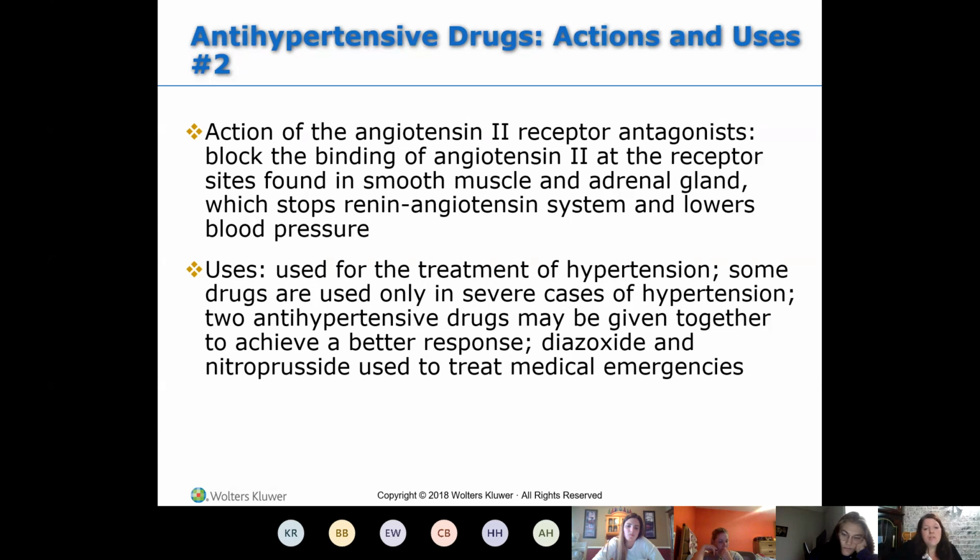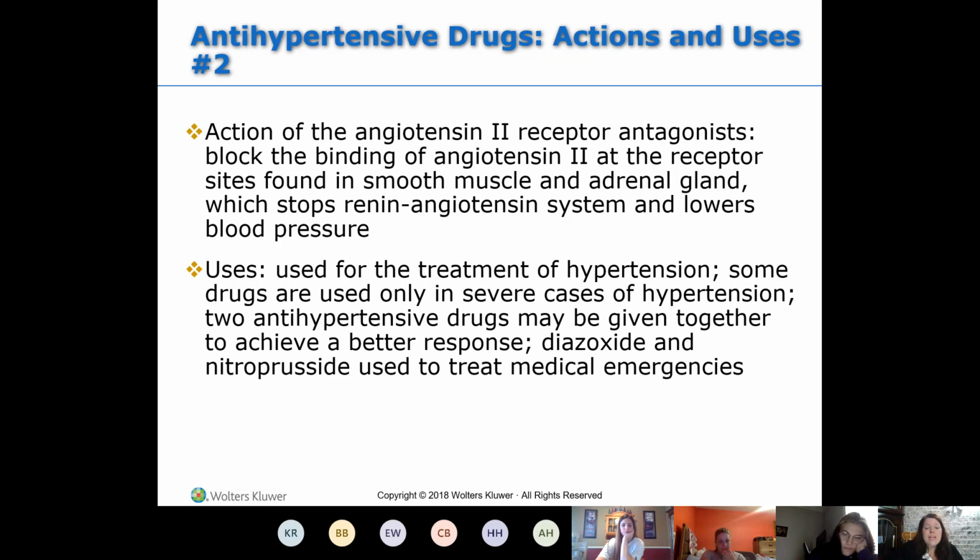Some are used only in the severe cases of hypertension, which we'll look at in a minute. And then 2 antihypertensive drugs may be given together to achieve a better response. So a lot of times you're going to see that in practice, where they're not just on 1 drug regimen, they're on 2, especially in a hypertensive emergency.